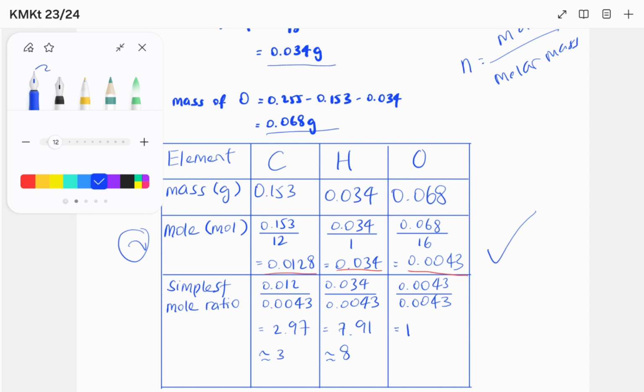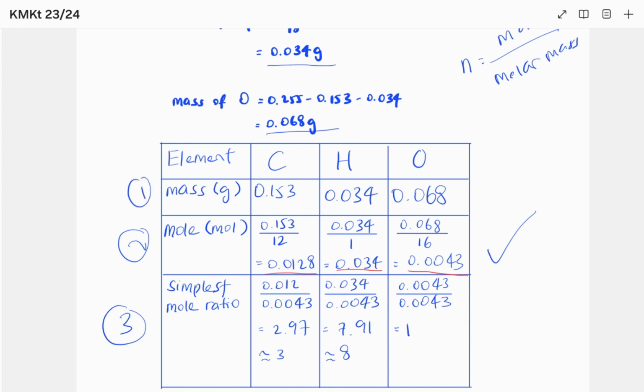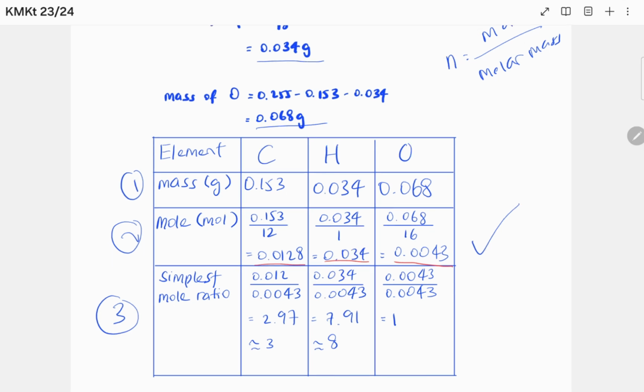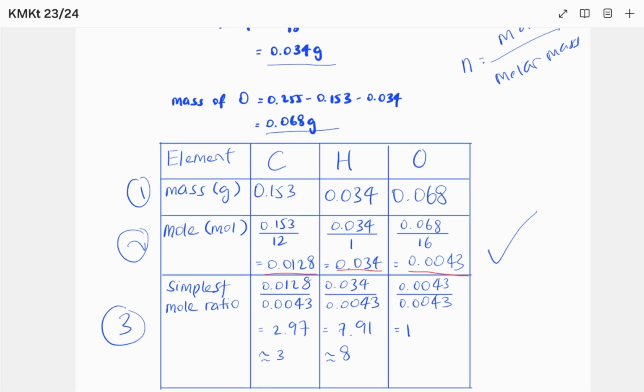The third step is to find the simplest mole ratio. So we will use the mole we get to divide by the smallest mole, which we get from step 2. So the smallest value of mole is 0.0043. So for carbon, we will use 0.0128 divided by 0.0043, and we get 2.97. So we will round off and get 3.